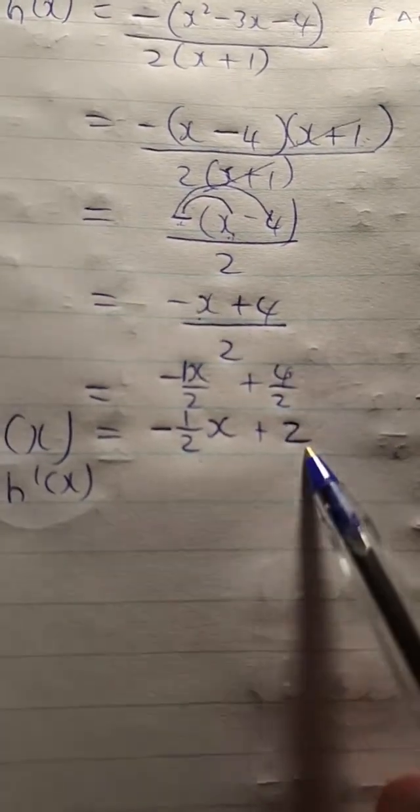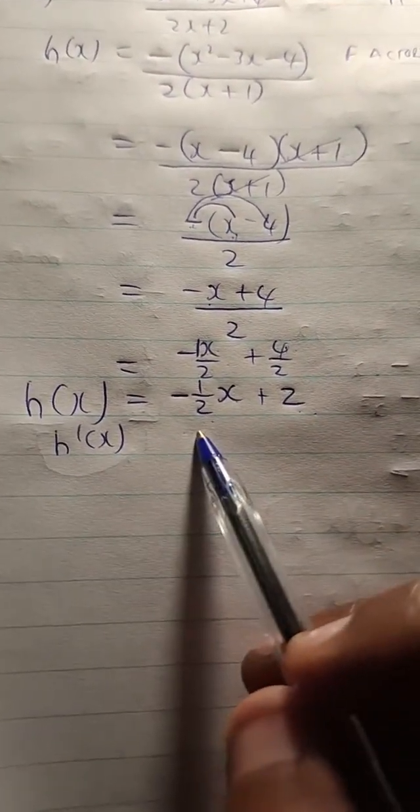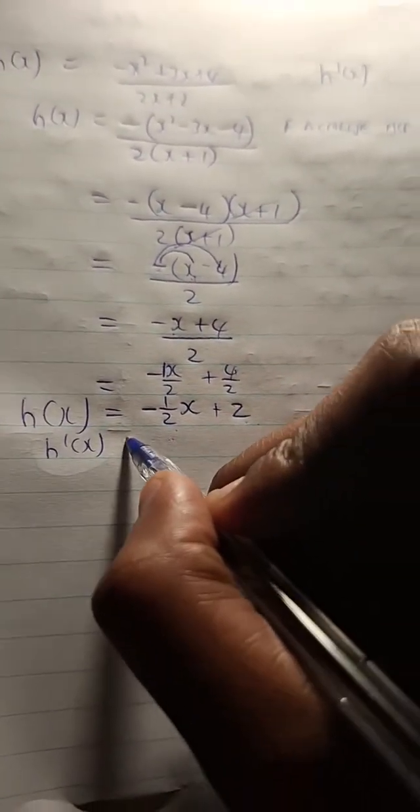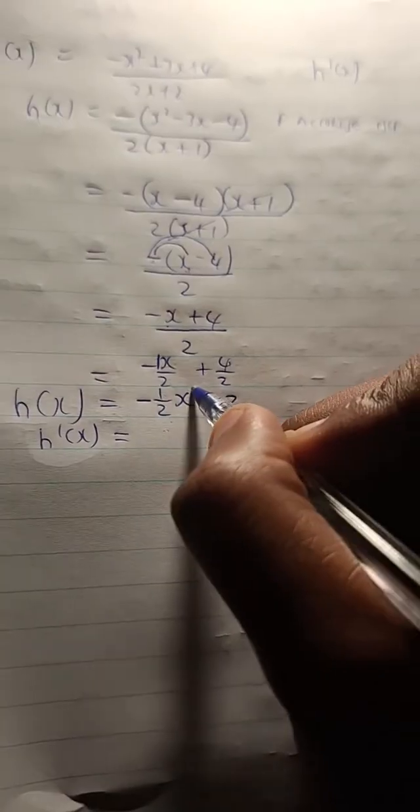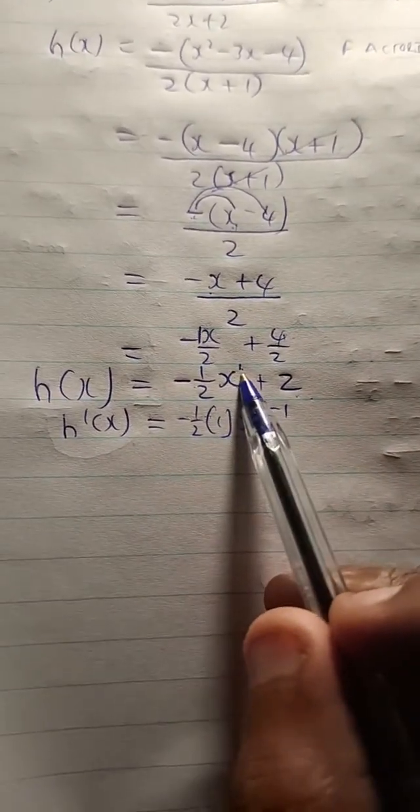And then after that, I have 4 divided by 2, which is 2. Am I ready to derive? Yes. I derive now with respect to x. Now, if I derive my first term, I apply the power rule. Then it means the exponent 1 that was there gets multiplied with the current coefficient. So it's a negative half times the 1, x to the power 1 minus 1, because I'm always subtracting 1 from the exponent.